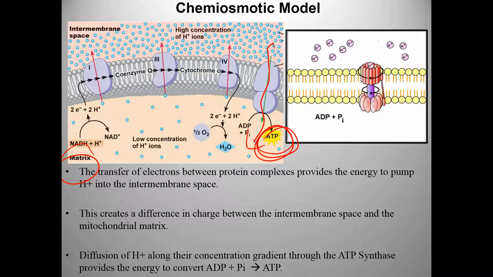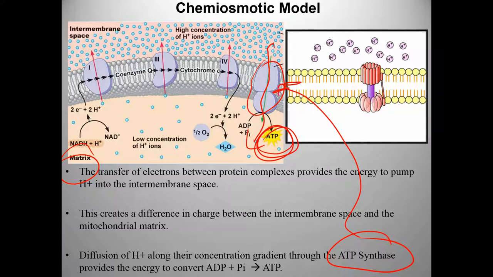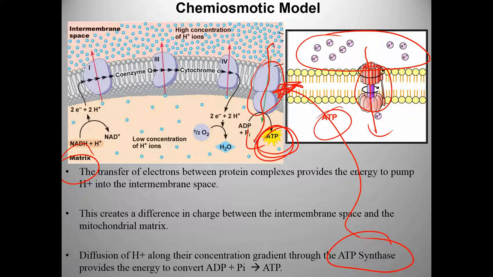Here you have this membrane protein, which is your ATP synthase protein. Here you have a high concentration of protons, and you have your protein. These protons get pumped through, and as they do, they drive the energy needed to form ATP.